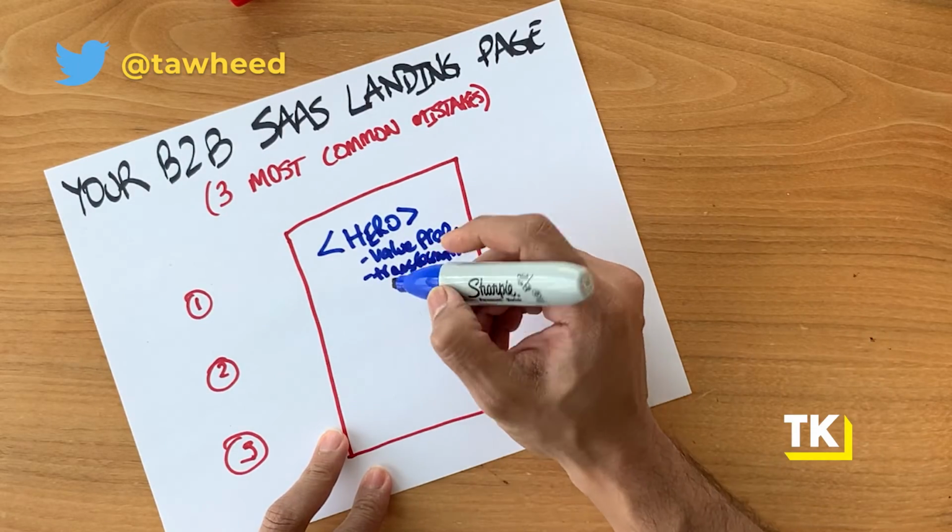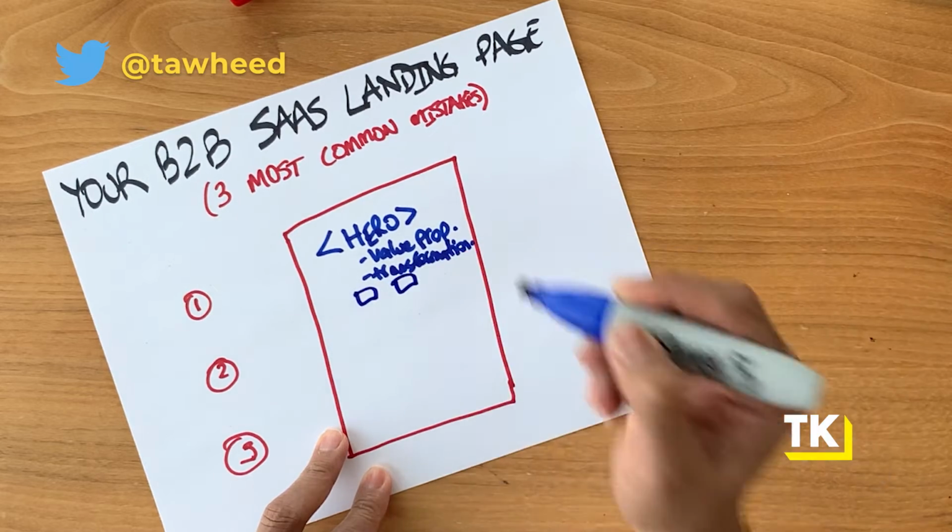Once you get past that one, then comes the second most common mistake. The second most common mistake comes right after the hero. Now, granted, you're going to have a button or two over here, whether it's talk to sales or start free trial. And there's a bunch of episodes that I've done on whether you talk to sales or start a trial. I won't cover that in this case. But right after that, people make the second most common mistake.